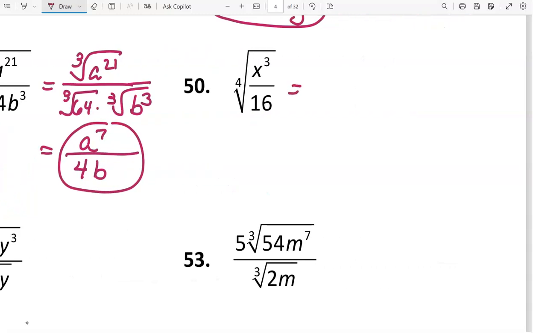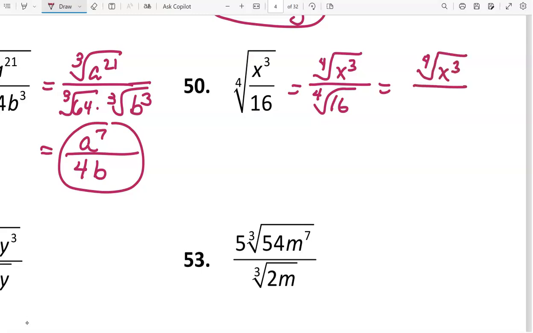In 50, we're going to distribute our fourth root. And in the numerator, the fourth root of x cubed does not simplify because 4 doesn't divide evenly into 3. In other words, it goes 0 times, so we don't have anything that we can bring to the outside of the radical in the numerator. So we have the fourth root of x to the 3rd, and the fourth root of 16 is 2, so the final answer is the fourth root of x to the 3rd divided by 2.